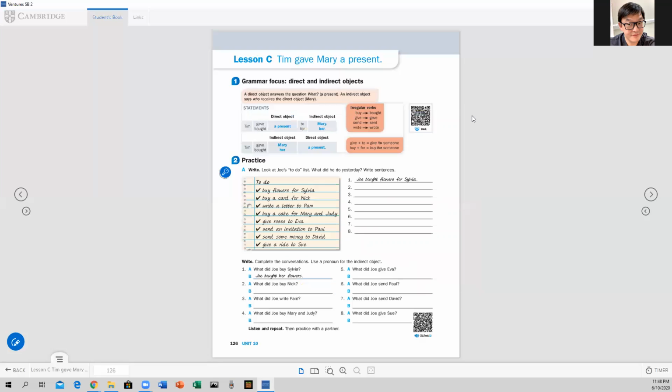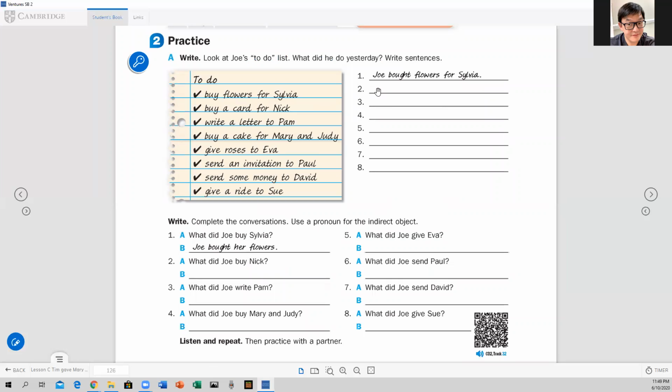Okay, so let's do some exercises here. What we're gonna do first, let's go here, and we're gonna do this exercise here, 2A. Look at Joe's to-do list. What did he do yesterday? So you just have to change these sentences to past, okay? So let's do this together.